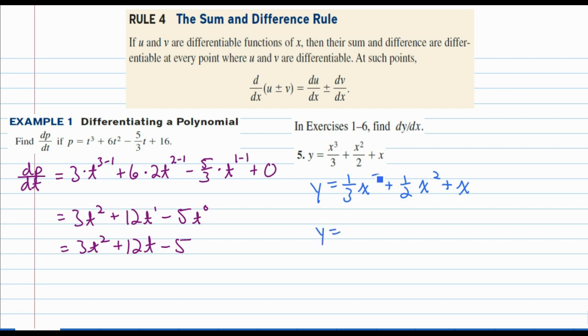y prime equals 3 times 1/3 x squared plus 2 times 1/2 x to the first, and then plus the derivative of x is 1. So y prime equals x squared plus x plus 1.